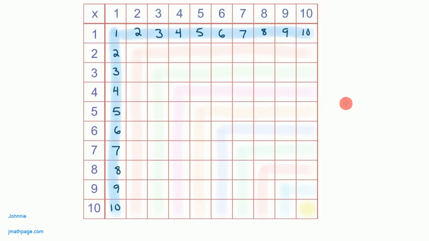Now how does this work? Well, multiplication has a special property, and we'll be using that today to do this table. Multiplication is commutative. And what does that mean? What it means is that 1 times 3 is the same as 3 times 1.